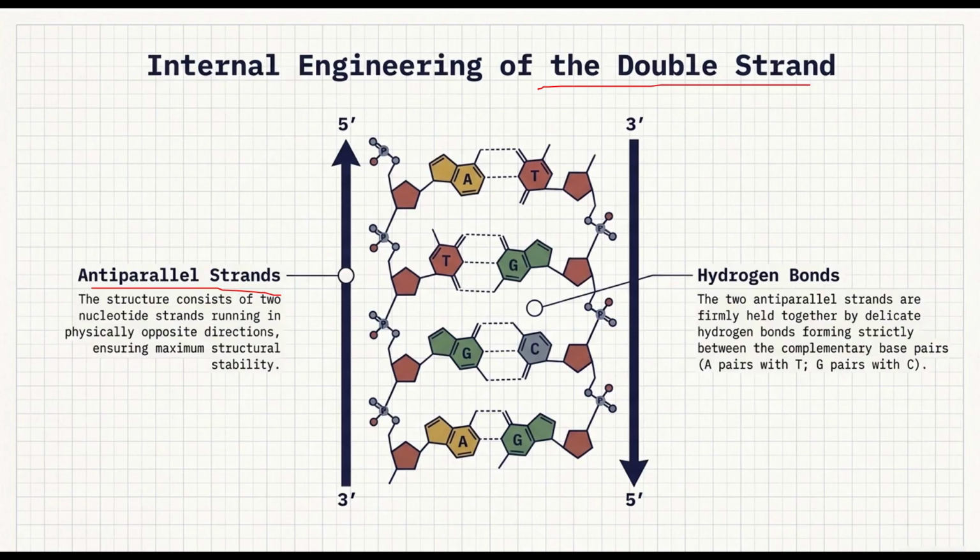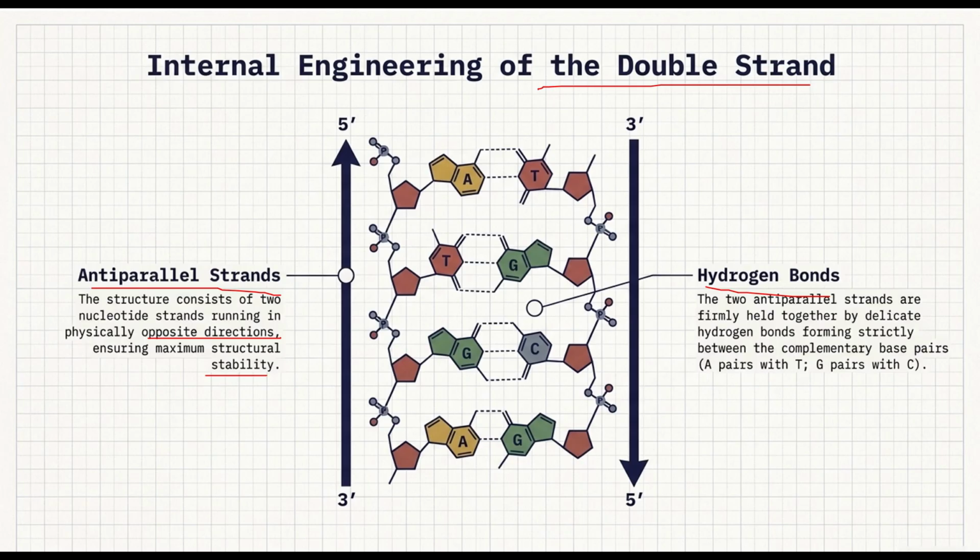So you can see the anti-parallel strands here and the hydrogen bonds. The structure contains two nucleotide strands running in physically opposite directions. That is why it is called anti-parallel, ensuring maximum structural stability. So one side will be 5' and the other side will be 3', and for the next strand it will be just the opposite, right? 3' and 5', and like this. And inside you can see all the nucleotides.